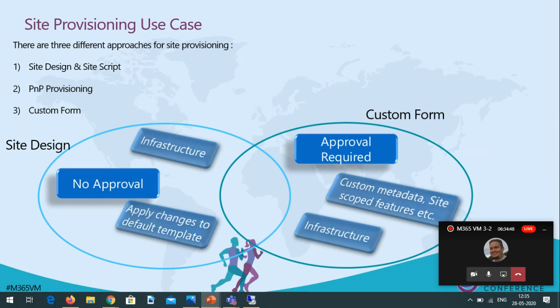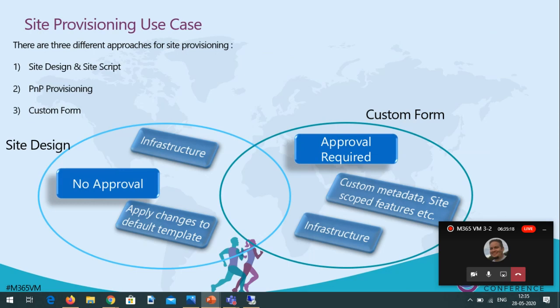So there are three approaches to customize the site provisioning. The first is site design and site script. Second is PNP provisioning. Third is custom forms, which we can develop through Power Apps or SPFx. So when to go for which approach? That's a little tricky. If we have to have an approval process implemented when we are creating a site, definitely we have to go for custom forms.